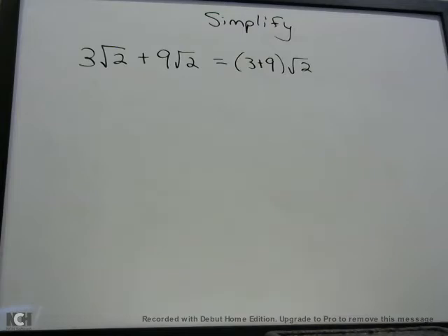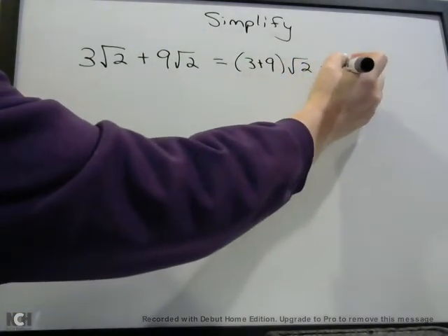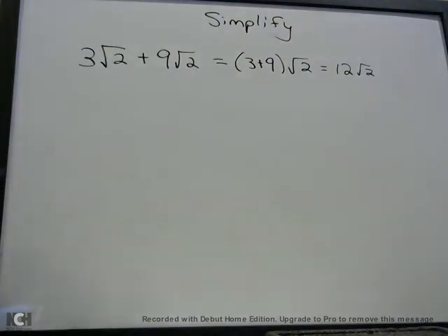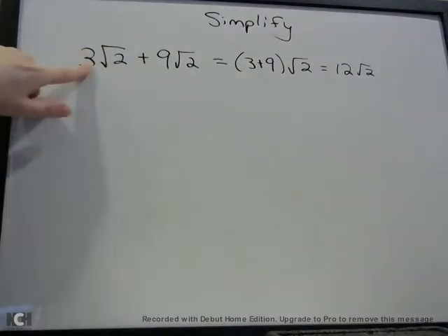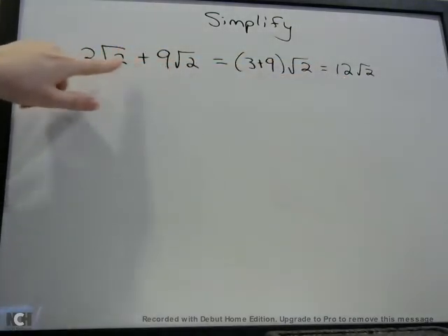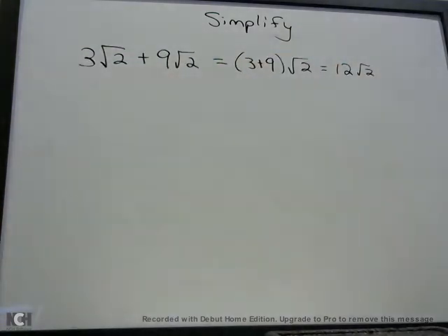This all goes back to the distributive property, but you can also just think about it. So we have 3 plus 9 is 12 square root of 2. You can see all we did was add the numbers out front. 3 plus 9 is 12, and we left the square root of 2 there. We didn't change it in any manner.